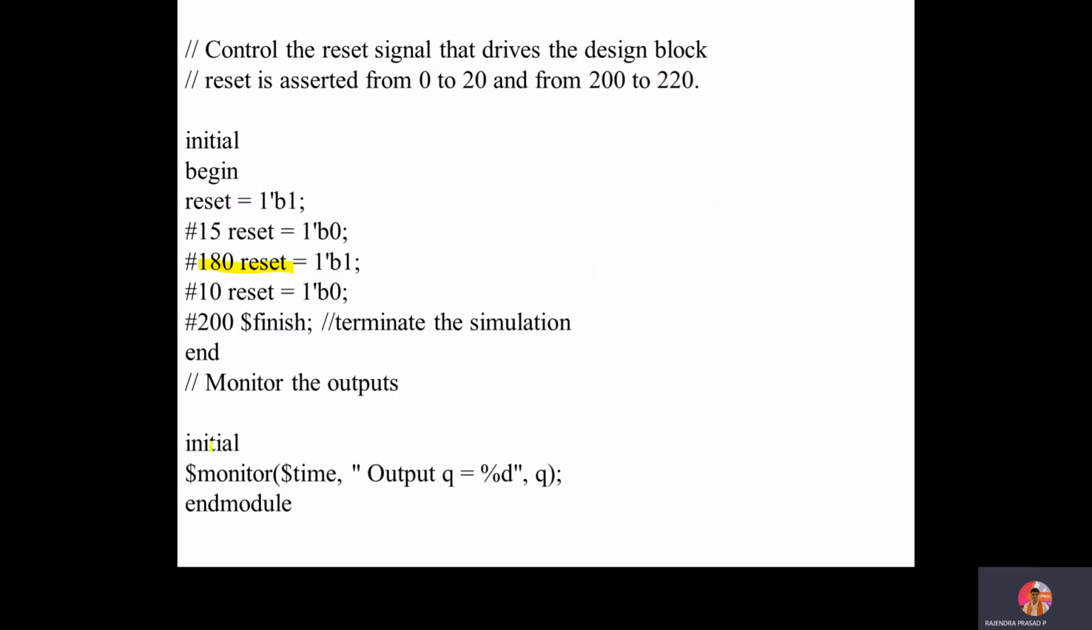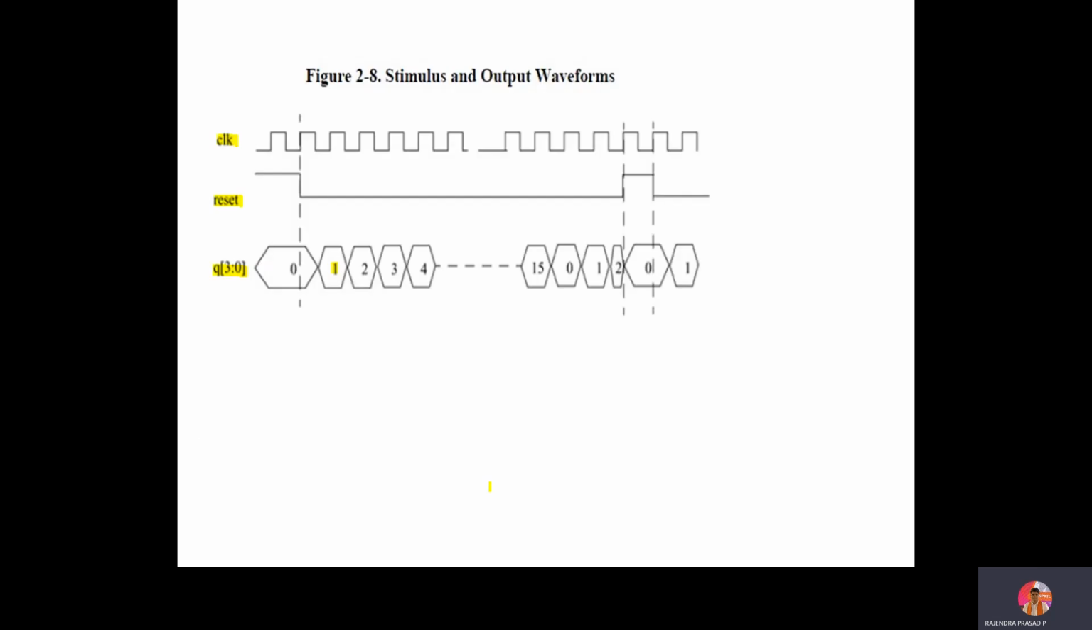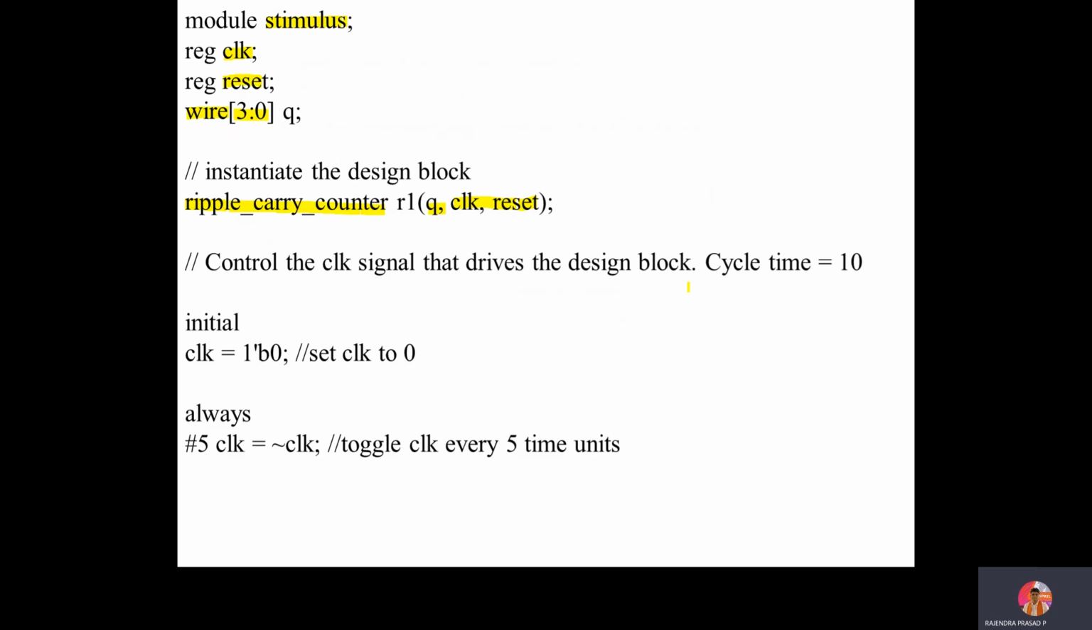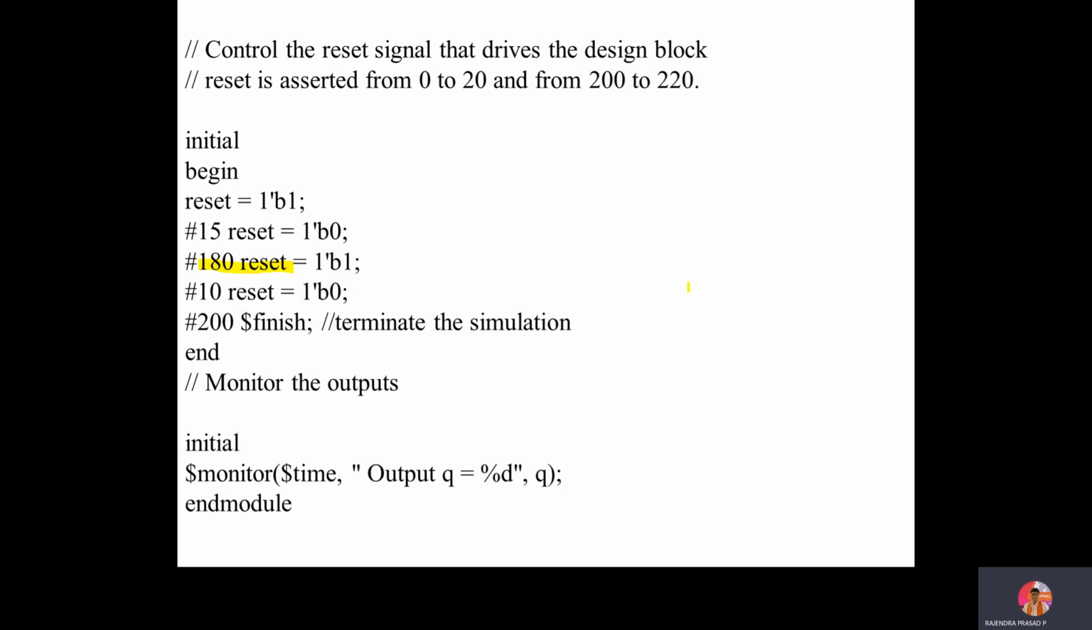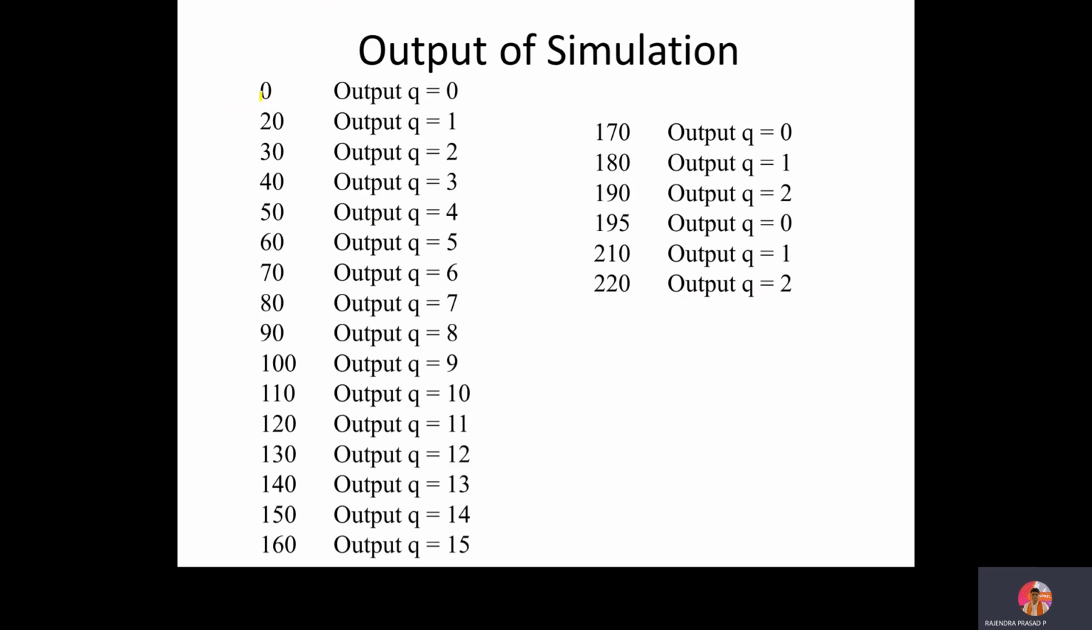And you need to monitor: initial $monitor($time, output Q equal to %d, Q). So Q is going to output 0, 1, 2, 3, 4, and so on up to 15, then 0, 1, 2, 0, 1. So this is how you need to write it, and this can be tabulated. So this is how you can tabulate the values: at 0 second 0, at 20 seconds 1, at 30 seconds 2, 3, 4.